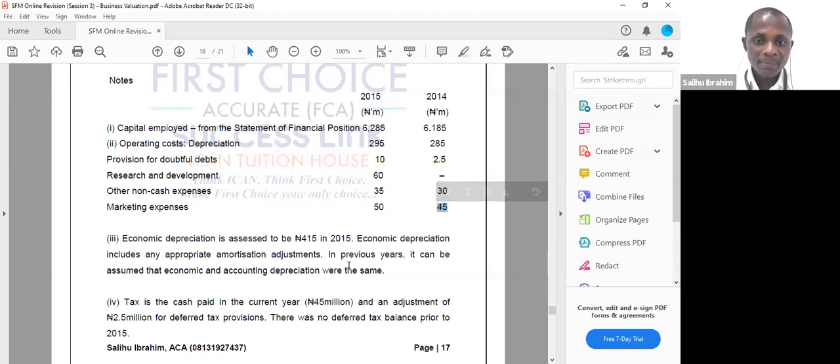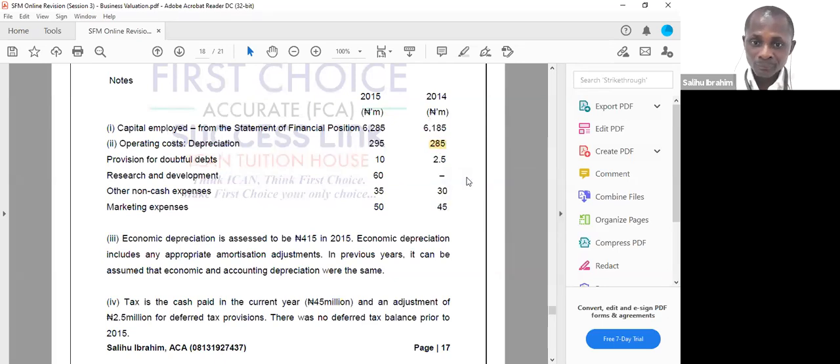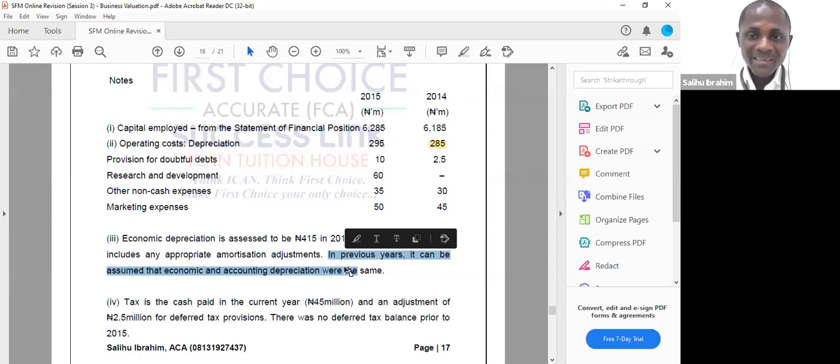Please let me see. In previous year, it can be assumed that economic and accounting depreciation were the same. You are not even adding your depreciation. Normally, if I add back my depreciation, I should also deduct economic depreciation. But the question has told me that in previous year, 2014, accounting depreciation and economic depreciation were the same. Therefore, I don't need to add back accounting depreciation again.